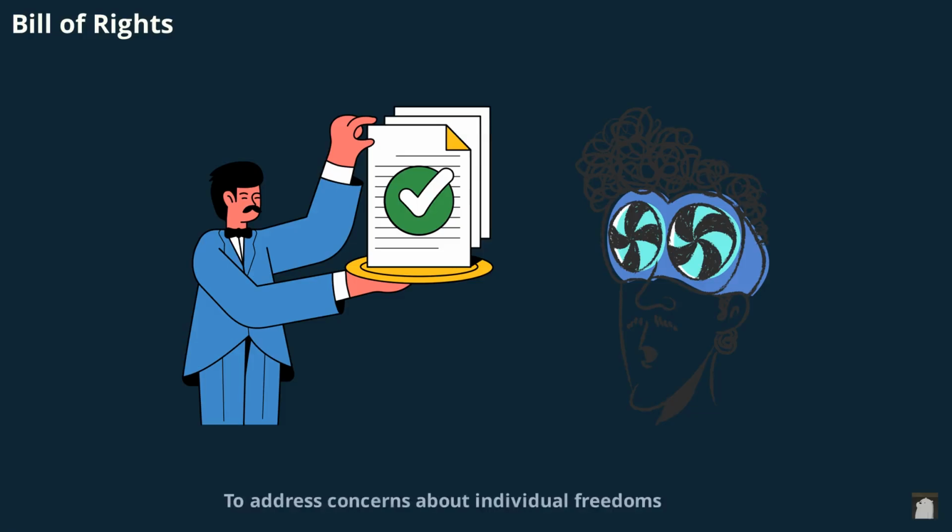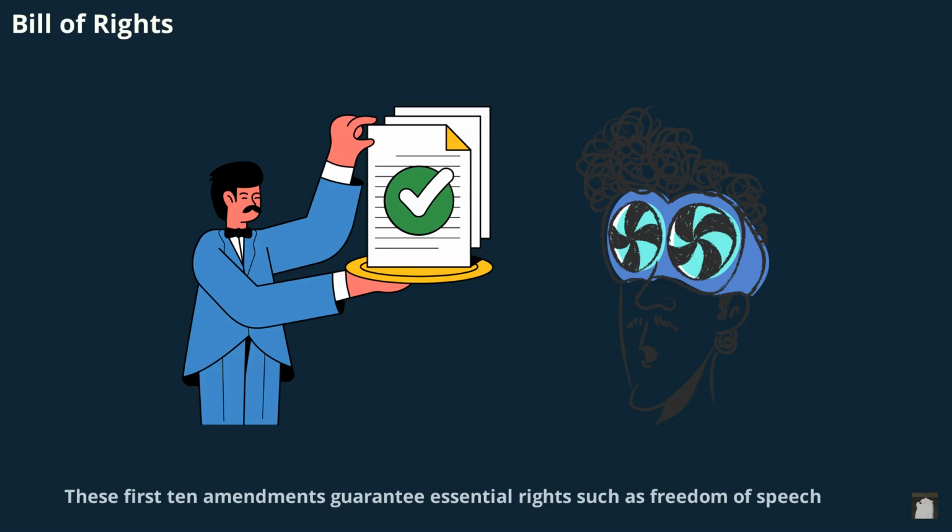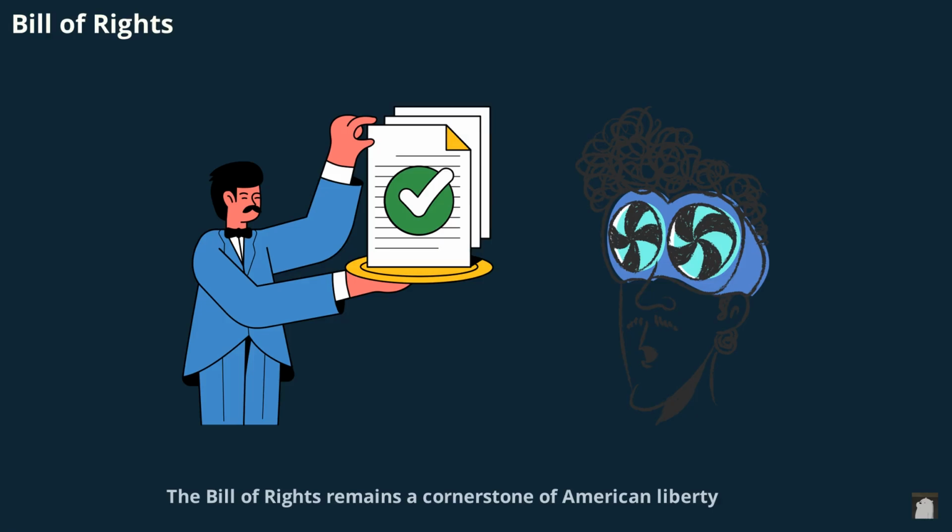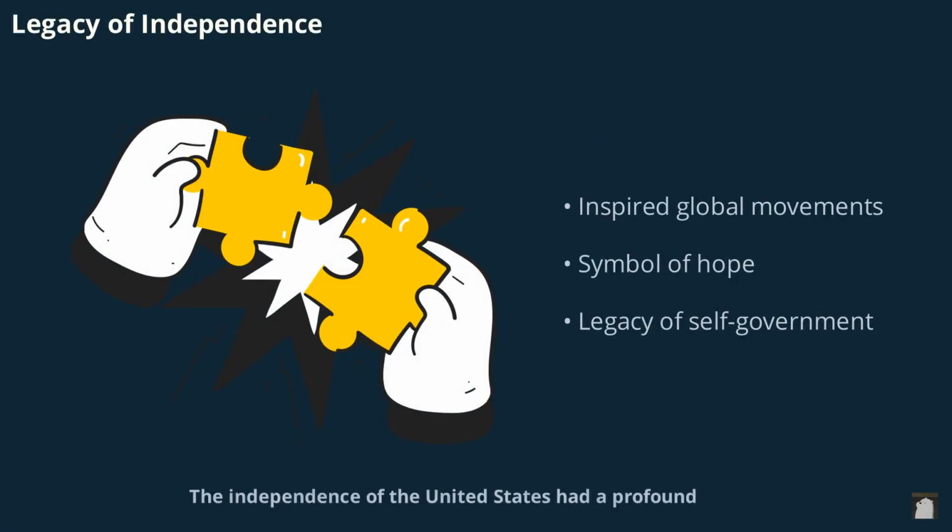To address concerns about individual freedoms, the Bill of Rights was added to the Constitution in 1791. These first 10 amendments guarantee essential rights such as freedom of speech, religion, and the press. The Bill of Rights remains a cornerstone of American liberty. The independence of the United States had a profound impact not only on America but also on the world. The ideals of liberty and self-government inspired other nations and peoples to seek their own freedom. The American Revolution became a symbol of hope and possibility.